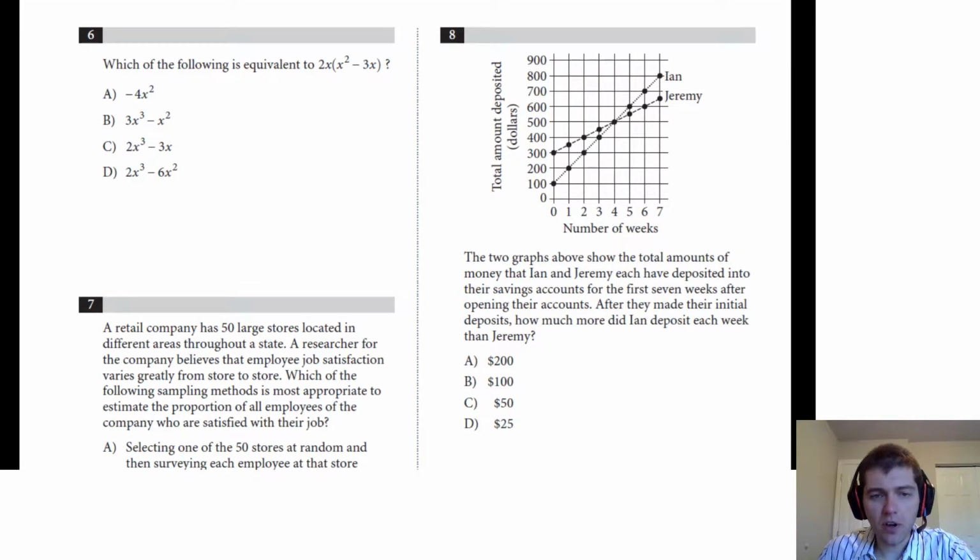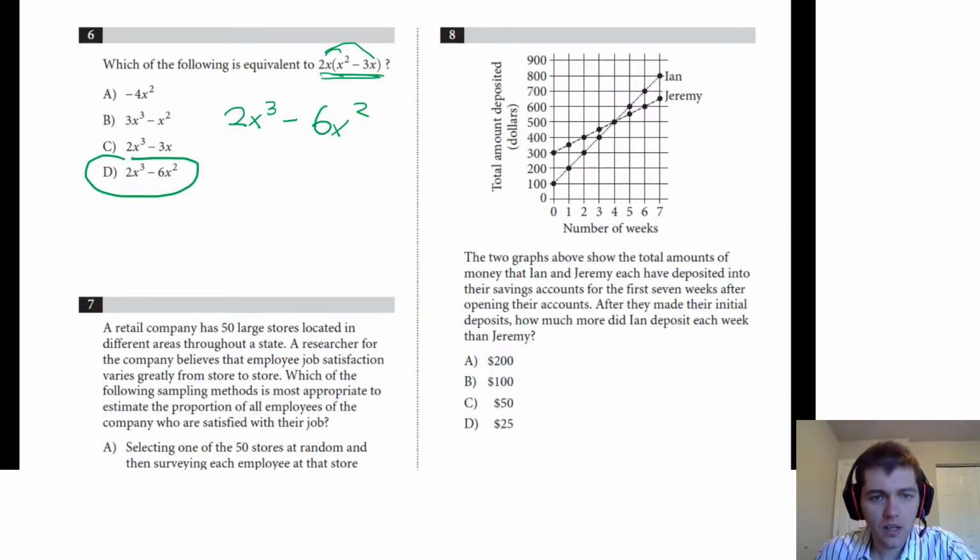Problem 6, which of the following is equivalent to 2x times x squared minus 3x? This might be leading you to some kind of factoring, but the first thing to do is just multiply this through and see if that gets you the answer you need. So you will have 2x to the third. When you multiply, consider this 1, and then you just add the exponents. And then minus 2 times 3 will be 6x squared. Check if that's an answer. It is, as D. D is the correct answer.